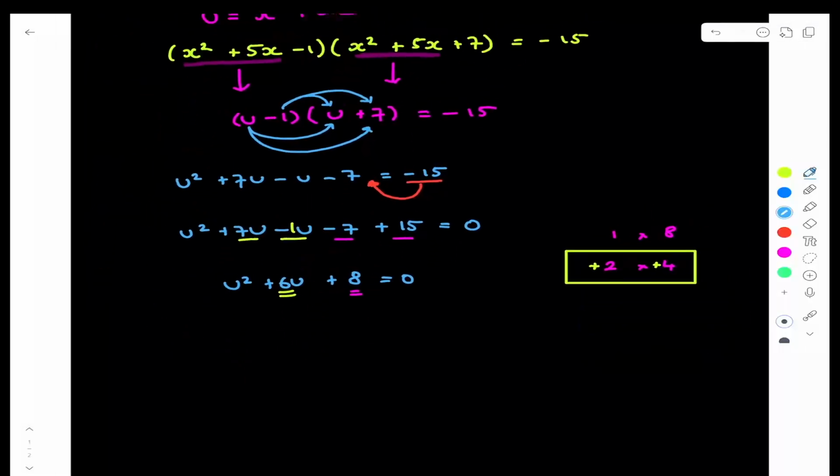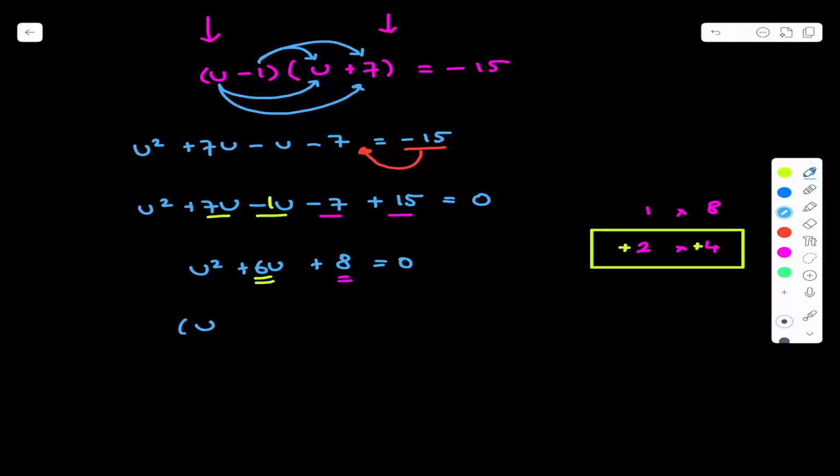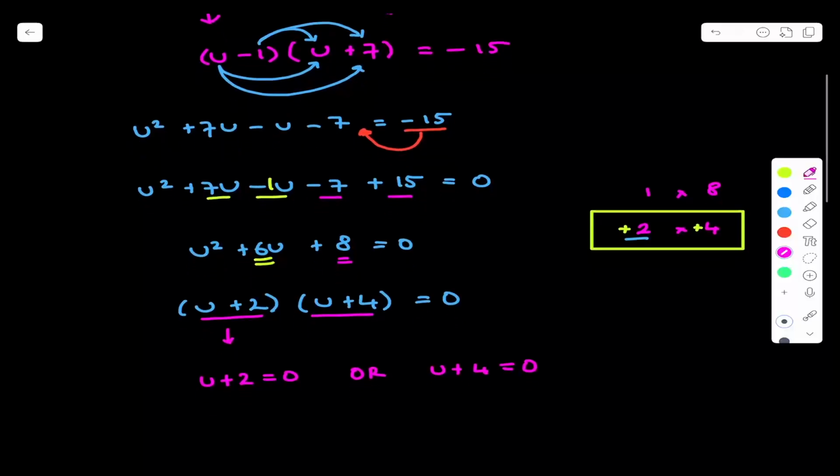So that means our quadratic, we could factorize to u plus 2 as one of the factors and u plus 4 as the second factor, and this equals 0. And now we know, using the null factor theorem, if you've got two factors multiplying to equal 0, one of them has to equal 0. So either u plus 2 equals 0, or u plus 4 equals 0.